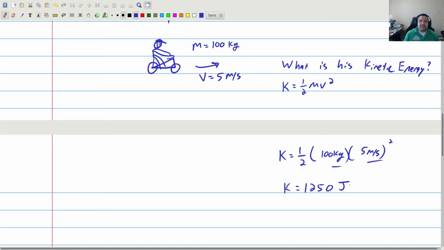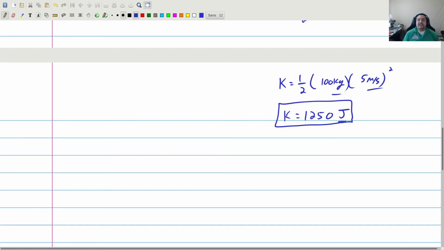So both potential energy and kinetic energy, and just about every other form of energy you can think of, is going to be measured in joules. So this answer, 1,250 joules. So that's really all there is to it for potential energy, at least gravitational potential energy, and kinetic energy. Oh, one more thing.